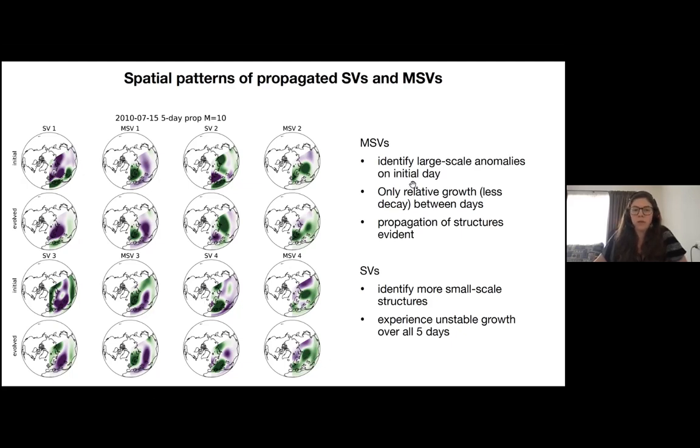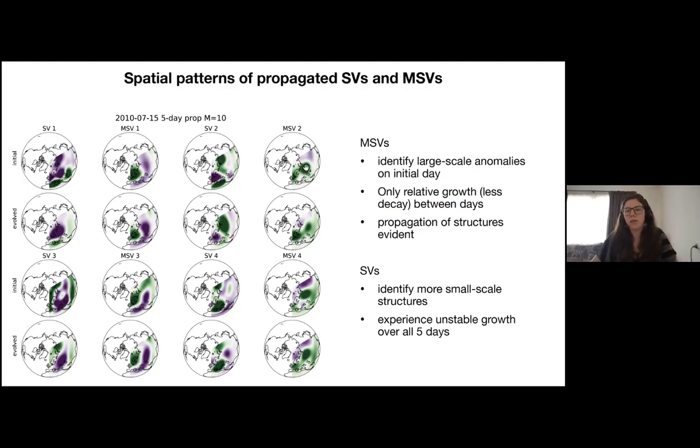And so the idea here is that the MSVs are actually identifying these large scale anomalies on the initial day. If you use these as your initial conditions and propagate them forward, you're actually getting some propagation of the structures. Whereas the SVs are identifying the more small scale structures, and when you propagate them forward, they're then converging to some signal.